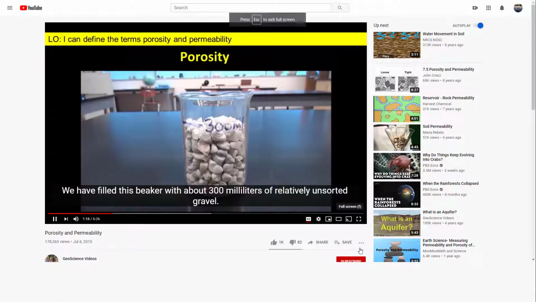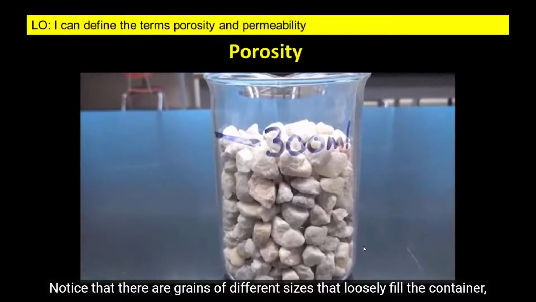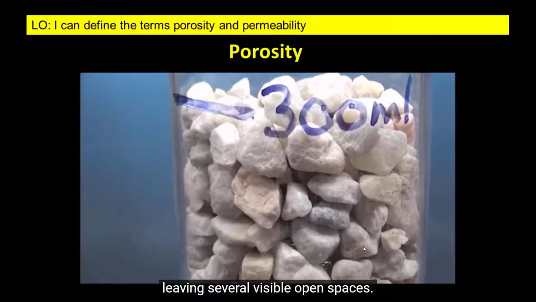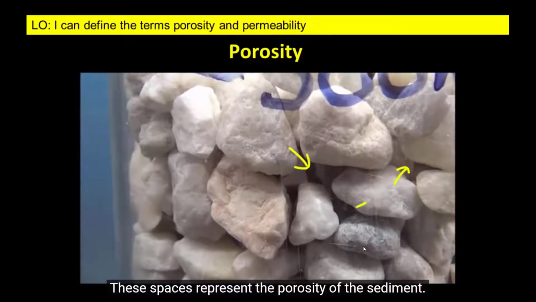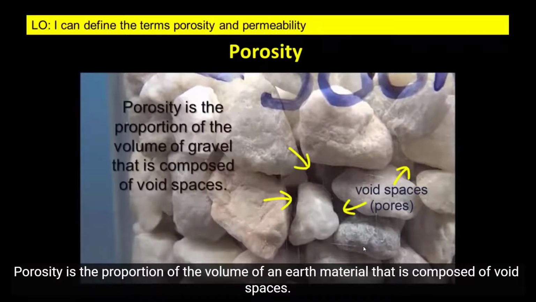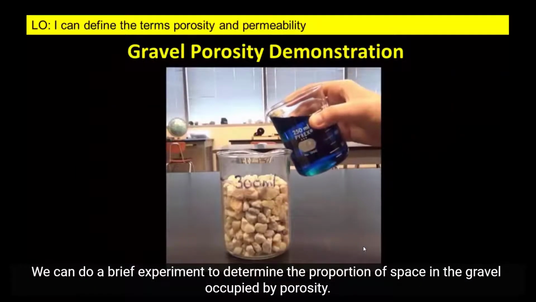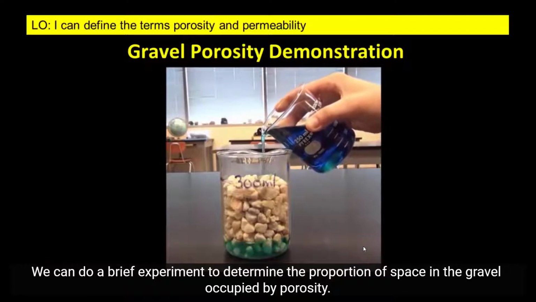We filled this beaker with about 300 milliliters of relatively unsorted gravel. Notice that there are grains of different sizes that loosely fill the container, leaving several visible open spaces. These spaces represent the porosity of the sediment. Porosity is the proportion of the volume of an earth material that is composed of void spaces. We can do a brief experiment to determine the proportion of space in the gravel occupied by porosity.